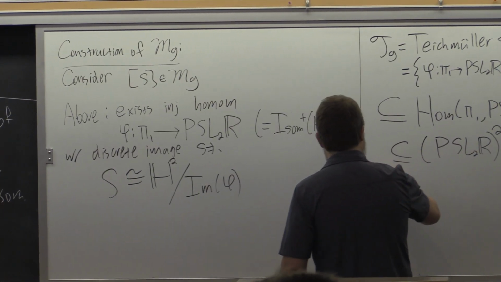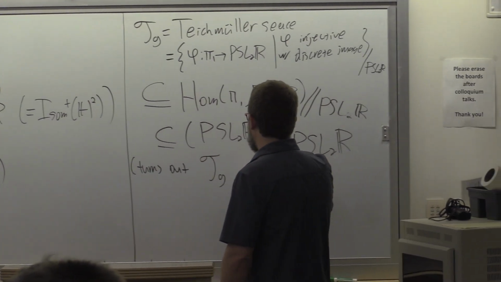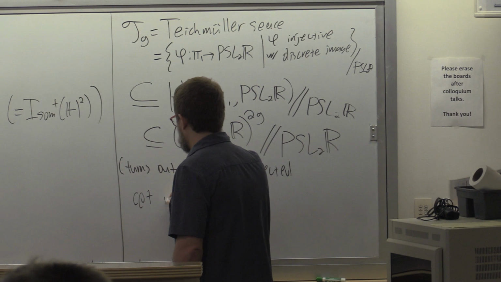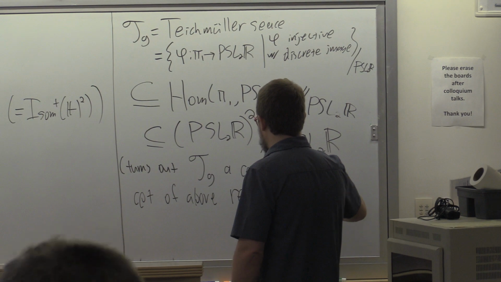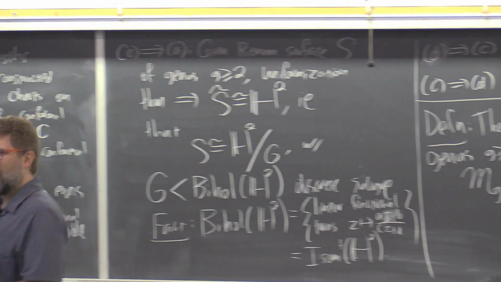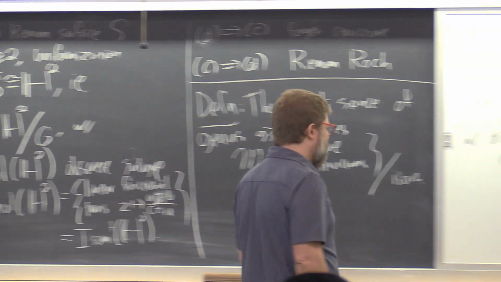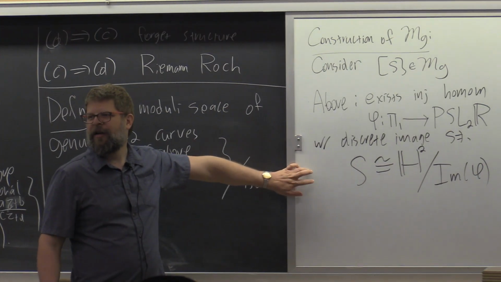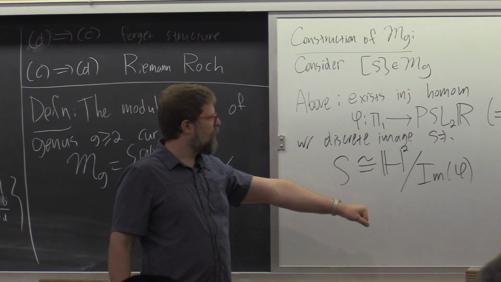It turns out that T_G is a connected component of the above representation variety. That's what Teichmüller space is. Now I want to make an observation. Every point in Teichmüller space gives us a point in M_G, but there are many points in Teichmüller space that give us the same point in M_G, because of this arbitrary choice of isomorphism.